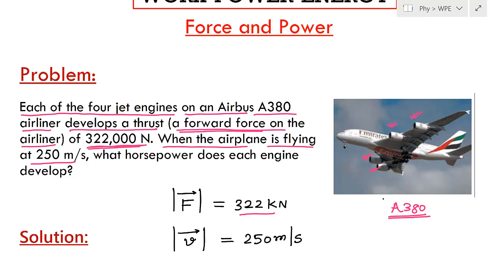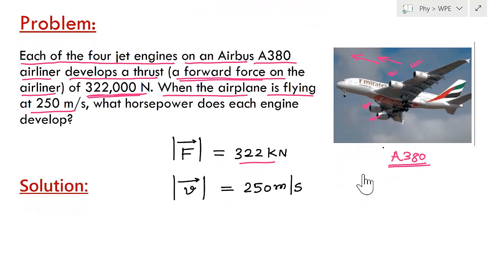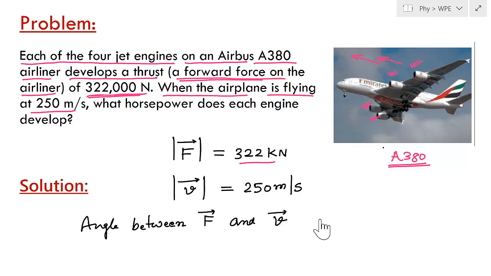So this airplane is moving in this direction and the thrust is also applied in this direction. So both the thrust force and the motion are in the same direction. So we can say the angle between force vector and velocity vector is 0 degree, and we will use this.